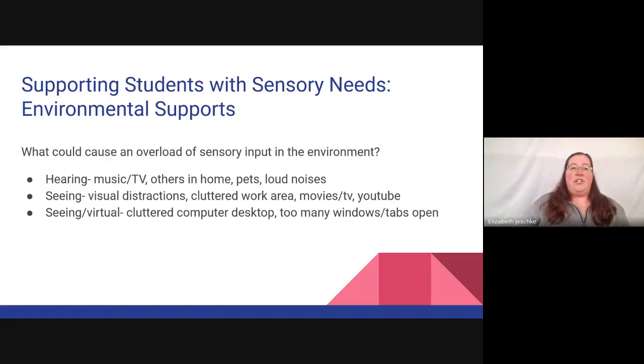But the visual distractions and virtual distractions as well, or having that cluttered computer desktop, having too many windows or tabs open. If there's too much that is open or within what a student is able to see, they might become overwhelmed. And again, just not able to regulate, to focus on the one thing they need to be doing. And that can cause them to have some of those difficulties.